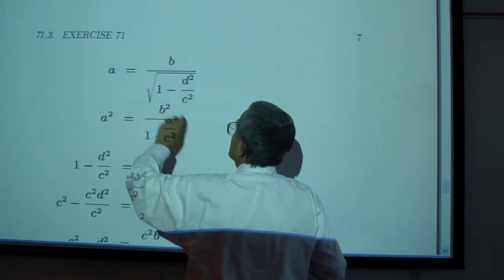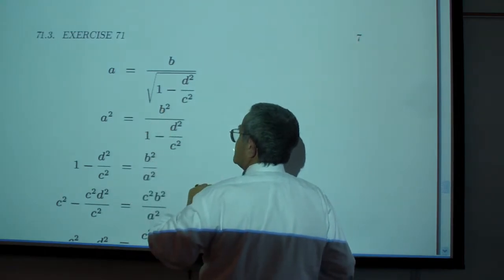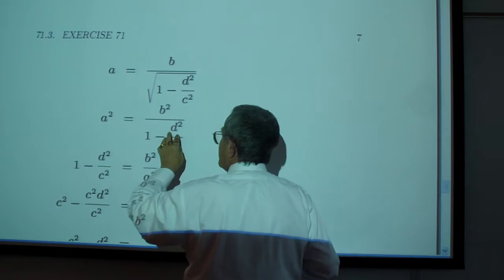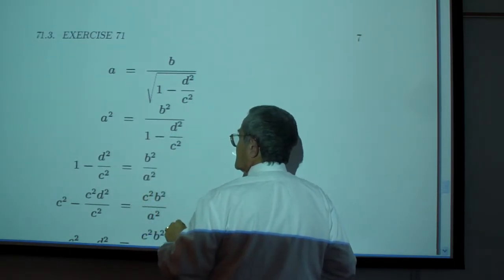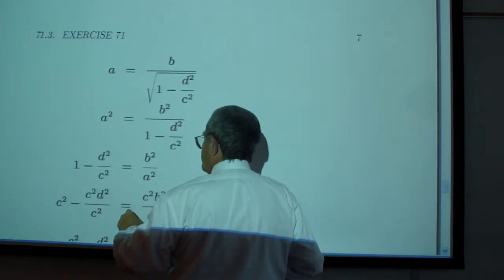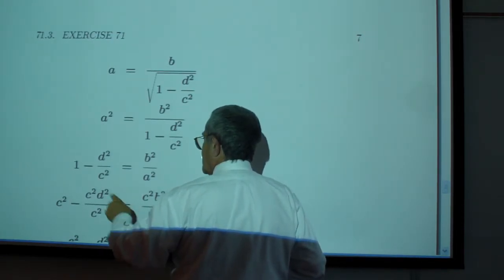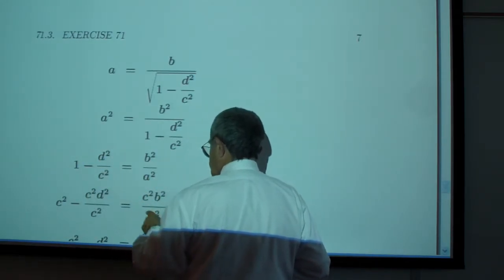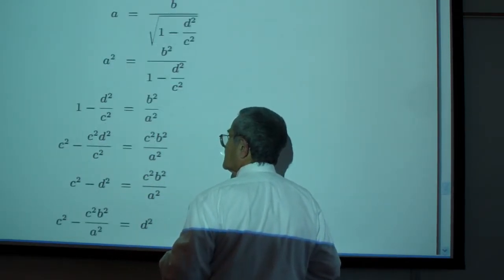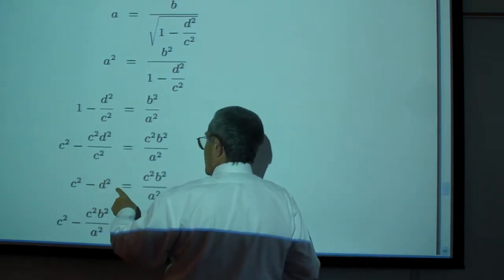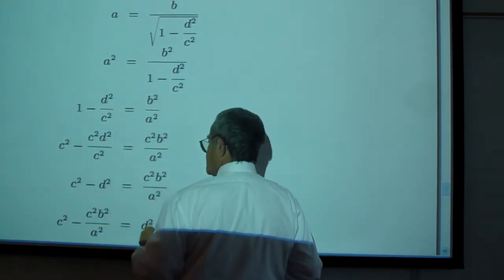Solve for d. Square both sides to get rid of the square root. Multiply by the denominator, divide by a squared. You wanted to get d. So multiply both sides by c squared. You are right here after reducing.